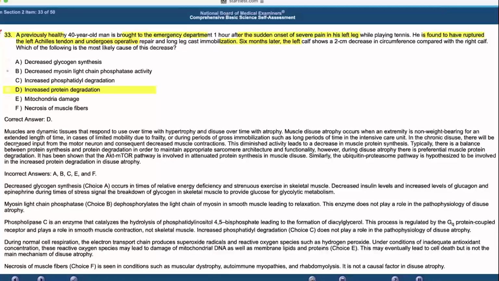Myosin light chain phosphatase activity, I think that's smooth muscle. Am I not correct? Yeah. Remember, when you're dealing with loss of muscle, you're really talking about skeletal muscle loss, not smooth muscle loss. You just think, if you don't use it, you lose it, right? So your body will break down that muscle protein.